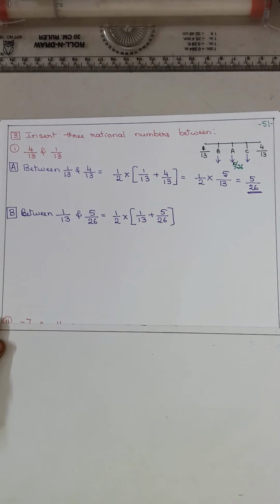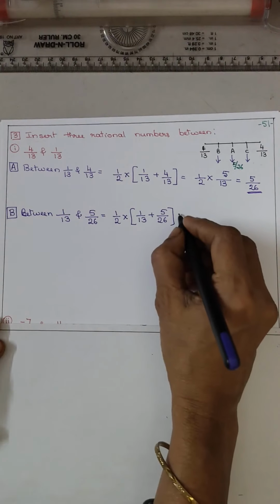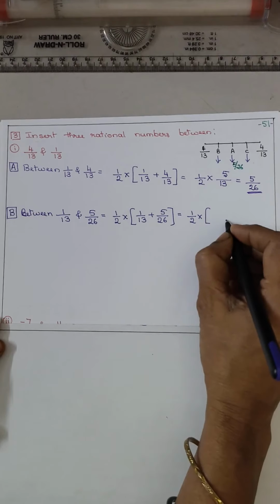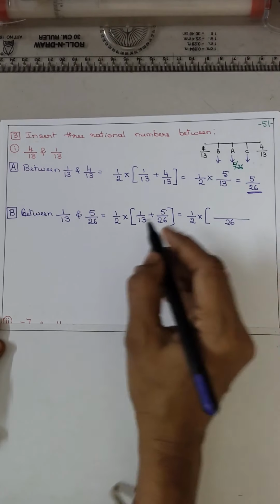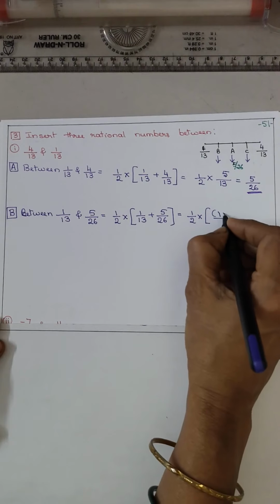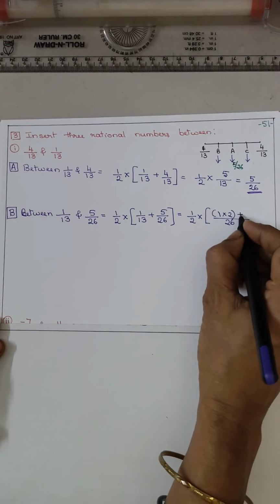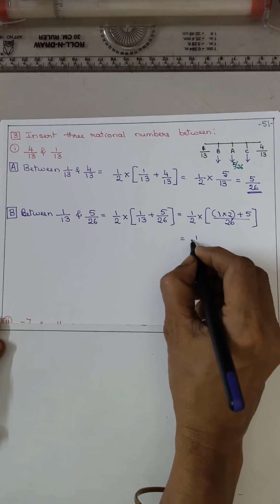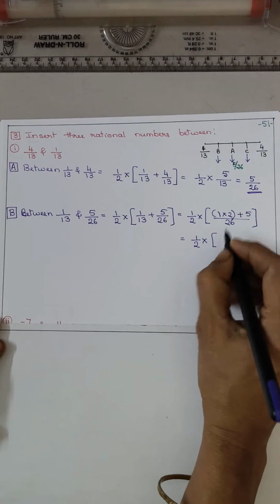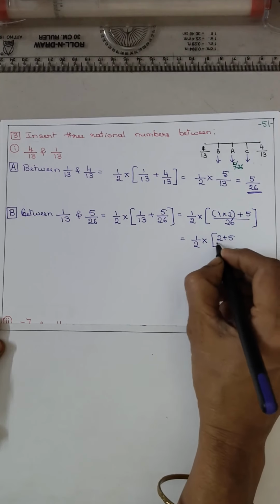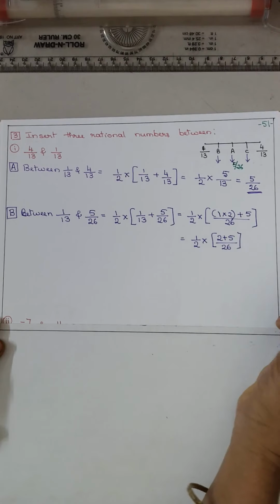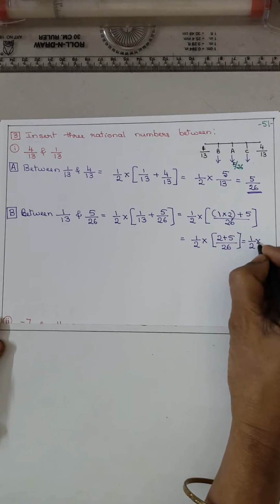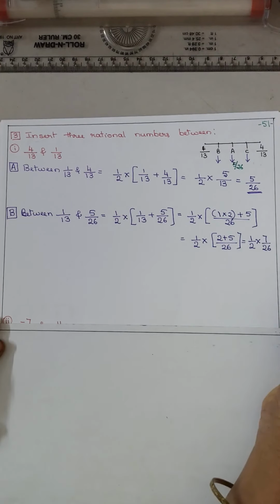Now, addition, we have to take the LCM. So it will be half into, LCM is 26. Now 1 into 13 twos are 13 plus 5 as it is, 5 ones are 5. So this becomes half into 2 plus 5 upon 26. That means you get 1 by 2 into 7 by 26.